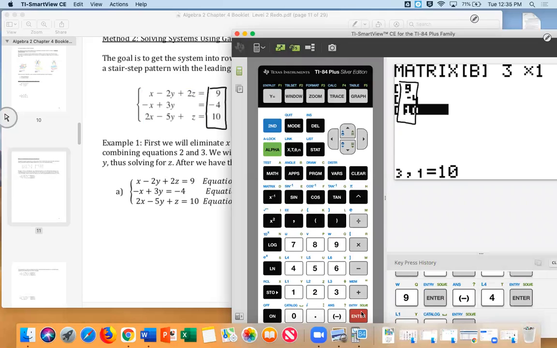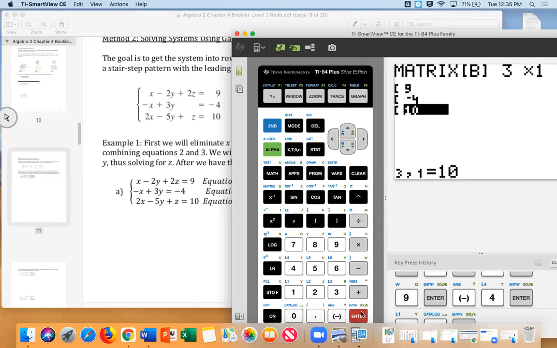Are we good? You can hit the down button. So you go second, matrix, go over to edit. You're going to go down to B. How do we see what the answer is? Like, we're still setting it up. We haven't done the answer. This is setup, okay?